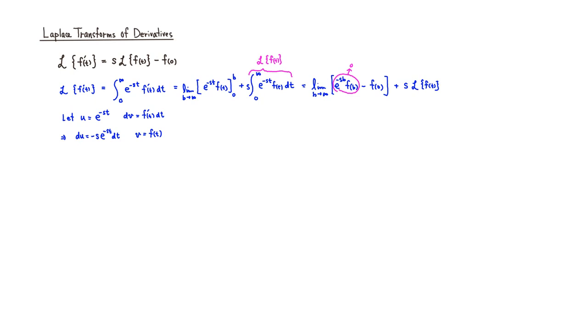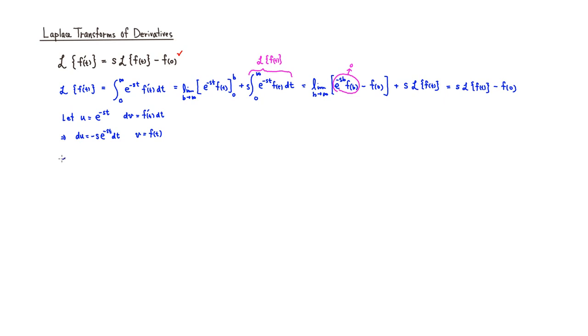So what's left is this. I'm going to write this one first: s times the Laplace transform of f of t, then you have a minus f of 0. So that verifies this formula here. Once you have the first derivative, we can easily find the Laplace transform of the second derivative. So let's do that.